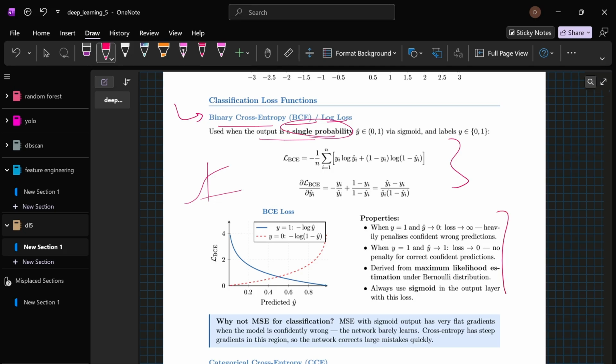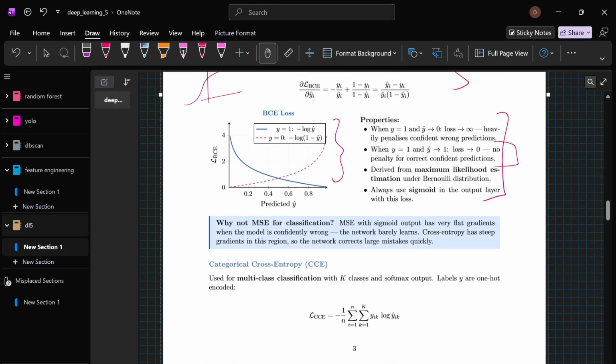Here's a beautiful part about it. When the true label is 1 and your model predicts close to 0, the loss shoots up to infinity. But when your model correctly predicts close to 1, the loss drops to 0. Okay, now you might ask why not just use the MSE for classification? Great question.